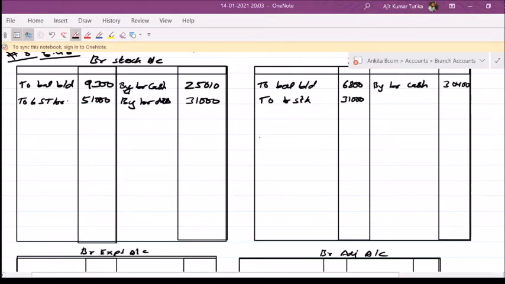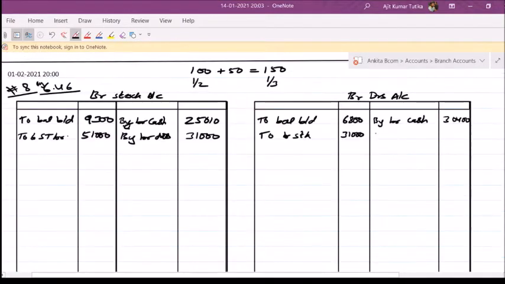Next is goods returned by credit customers. Now there is a return, so what will happen? It will be by branch stock 1200, and here also it is 1200. Stock will increase, to branch debtors. Now what is next one?